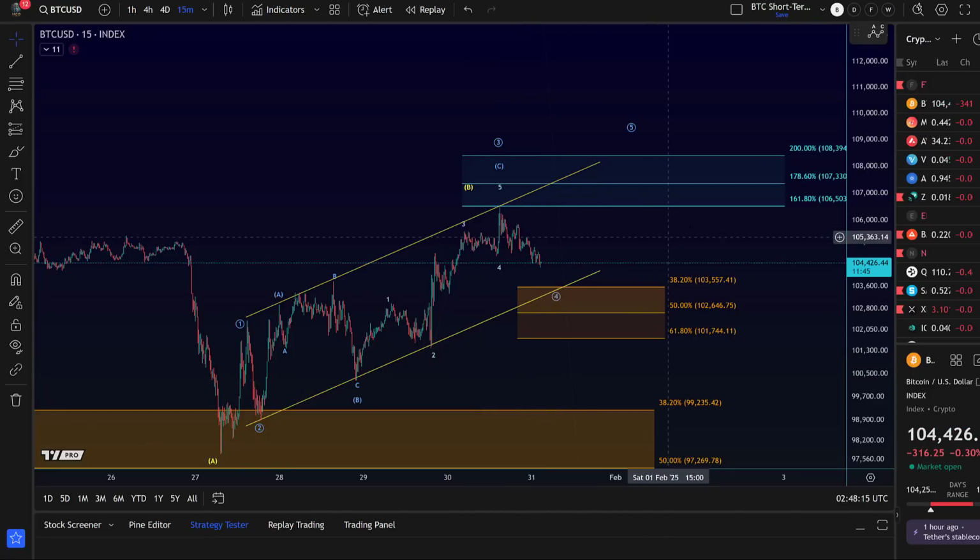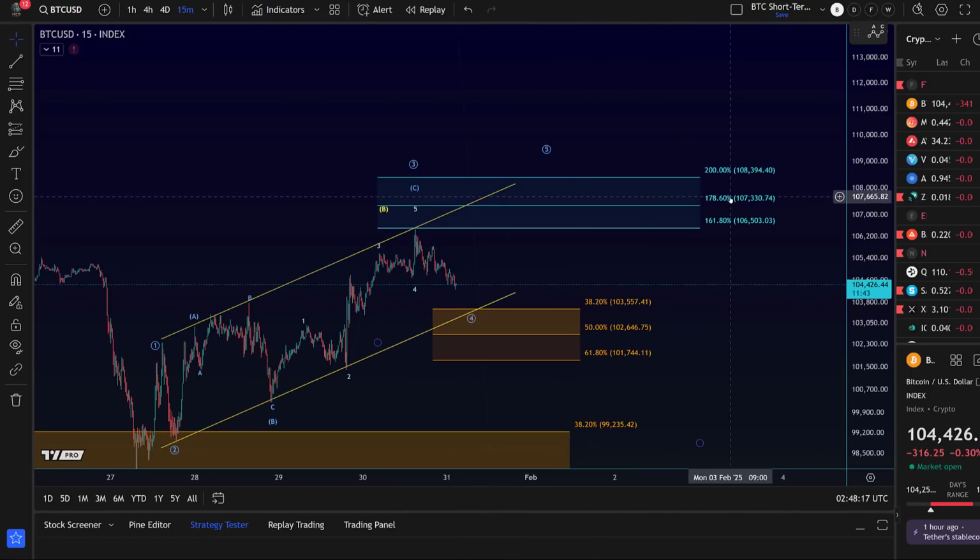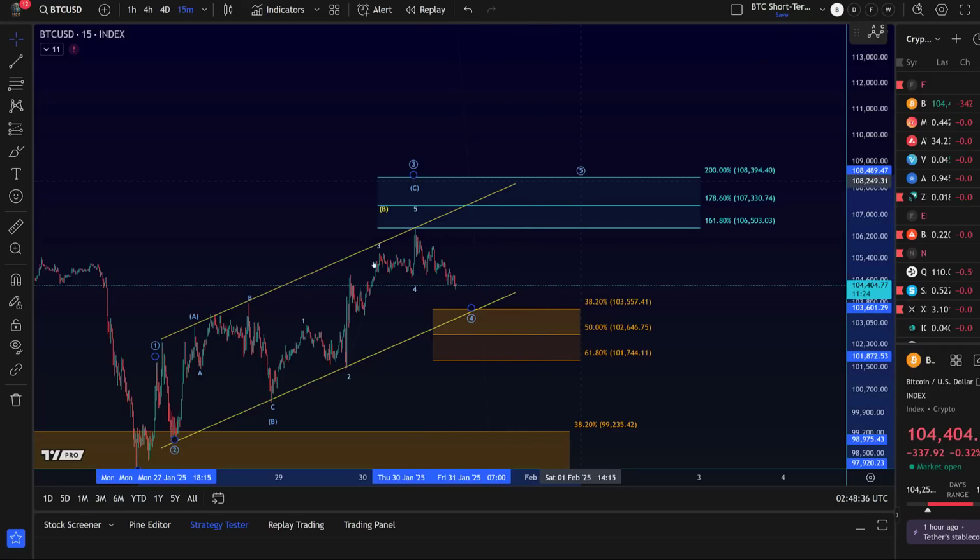If one more high forms, then I would expect it to reach either 107,330 or 108,394, because these are the 2 next levels. Should the market reach the 161.8 extension, which it has, then typically in a wave 5, the 200% extension is the last one. So we'll see if that happens. That doesn't mean it's a major top. It just means that might be the wave 1 of the larger C wave, which will be corrected afterwards, forming a higher low before it goes higher.